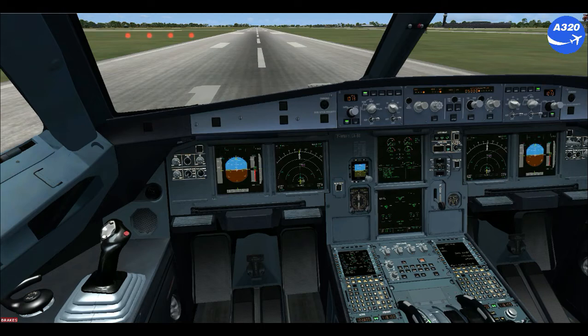Today we will be taking off from runway 11 left in Noi Bai International Airport in Hanoi, Vietnam. At liftoff we will have an angle of attack damage, generating a spurious stall warning. Let's get into it.